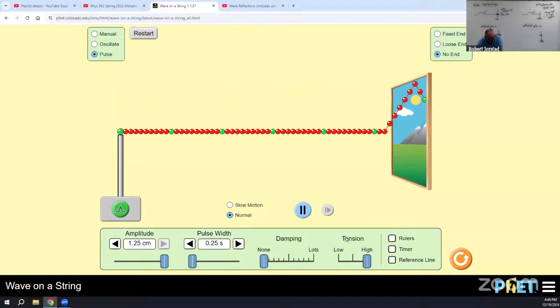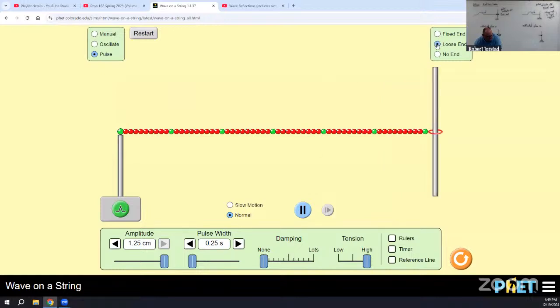Think to yourself, what's going to happen if I lower the tension? Ready? I decrease the pulse speed. So I'm going to go ahead and keep this up here at high and run this again. All right. So more tension, more wave speed. So now let's show you a loose end.